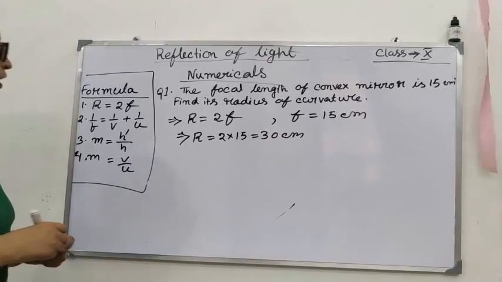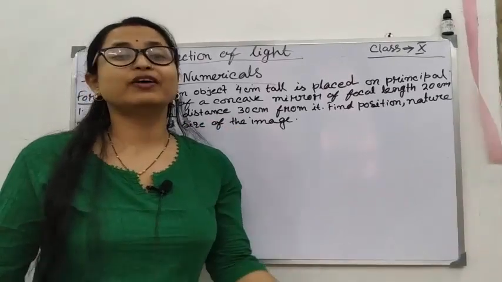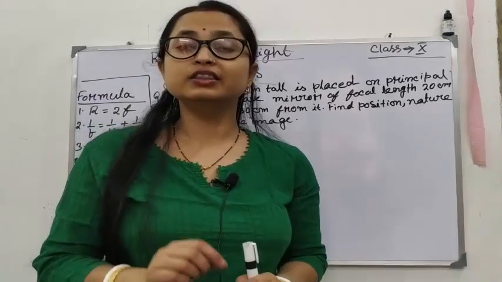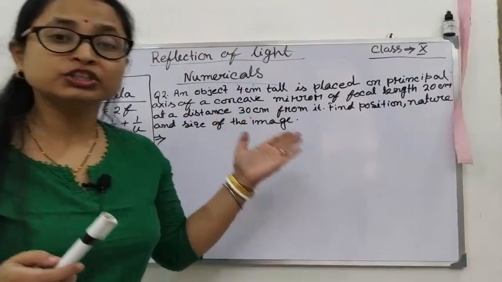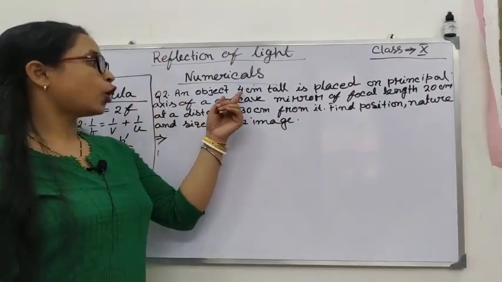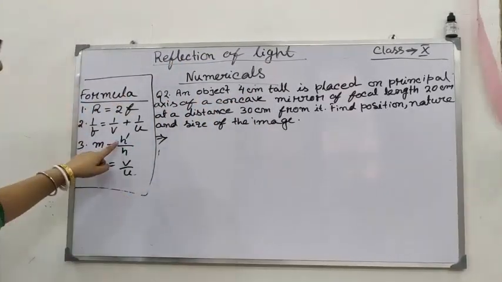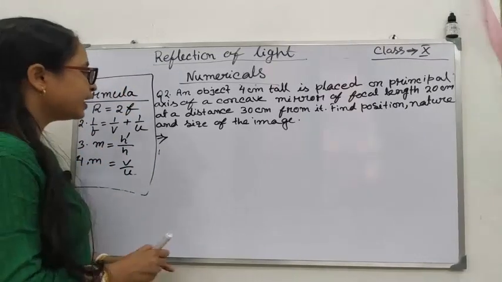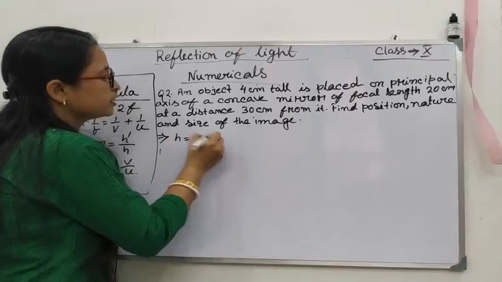Now let us do the second numerical. Don't be afraid by seeing this numerical. Just read the numerical properly and try to write which quantities are given here. So let us do it. An object of 4 centimeter tall. Object is 4 centimeter tall, that means which one? It is the value of h. So here h is equal to 4 centimeter.